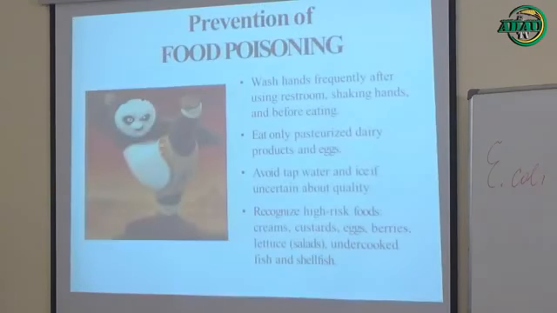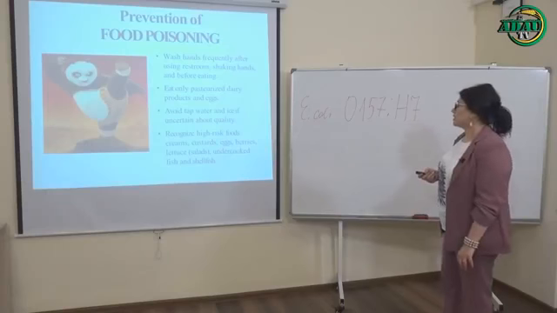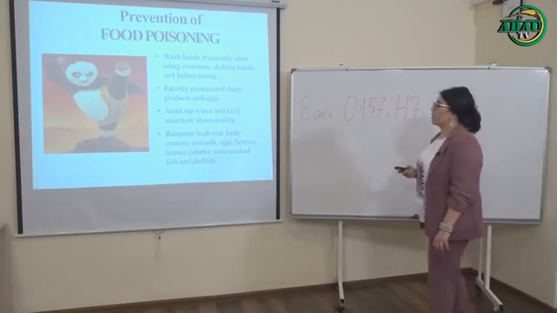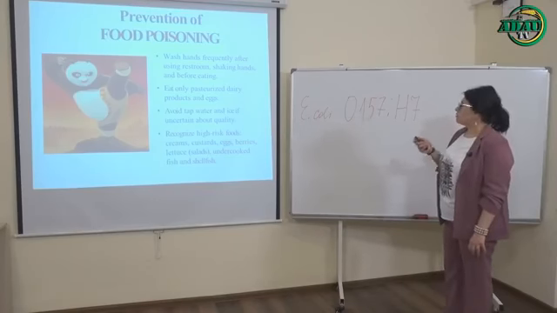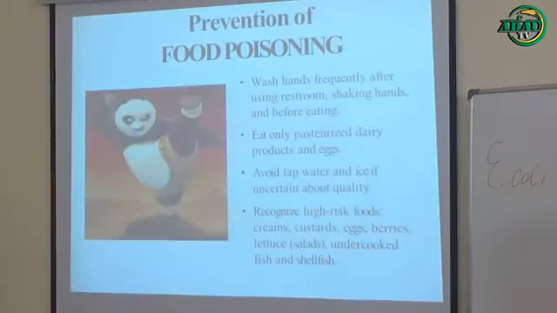Okay. Prevention of food poisoning. How can we prevent food poisoning? How can we save our lives and the lives of our beloved? First of all, wash hands frequently after using the restroom, before eating, when you are coming home from the outside, and briefly wash your hands everywhere and very, very often.